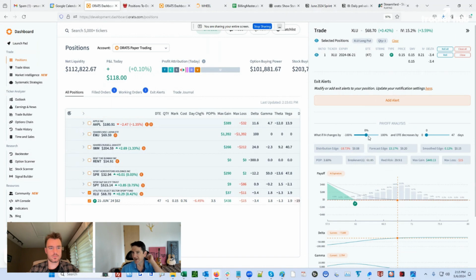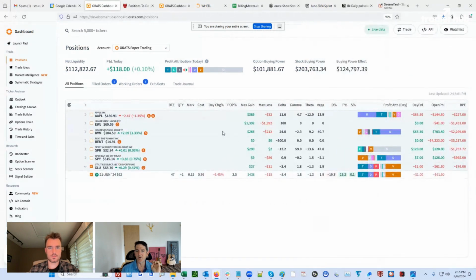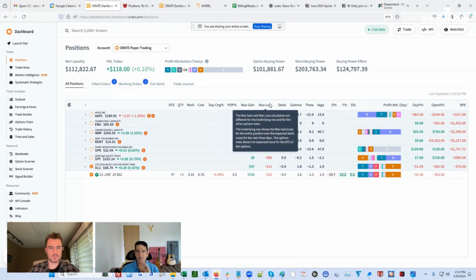So now, again, going through what all these mean: DTE, quantity, mark, day change. So how's it done today? What's the probability of profit? What's the max gain and max loss? And we have some mouse overs there. And the Greeks. And now the D percentages, that distribution that we talked about.